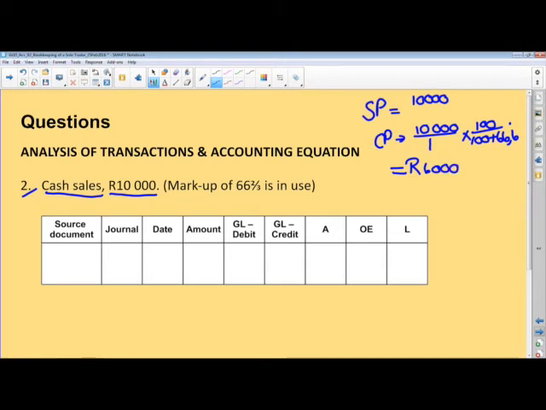Now, let's quickly look at the answer. Your source document will be your cash register tape. We'll put it from the CRJ. Now we'll have two amounts. We'll have the 10,000, which is your sales, and we'll have the cost price of 6,000.